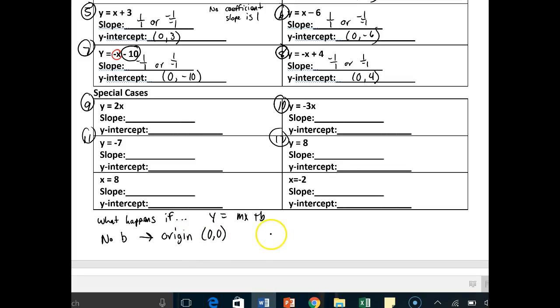What happens if there's no x or mx? Well, then there's no mx. If it's just like y equals, say, 5, then the slope is 0. There's no slope there, the slope is 0.